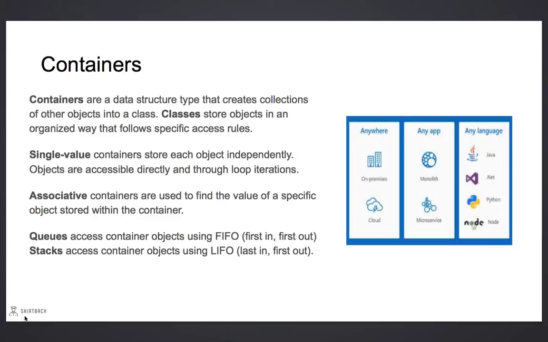Associative containers are used to find the value of a specific object stored within the container. Queues will access container objects using FIFO, first in, first out. Stacks will access container objects using LIFO, last in, first out.